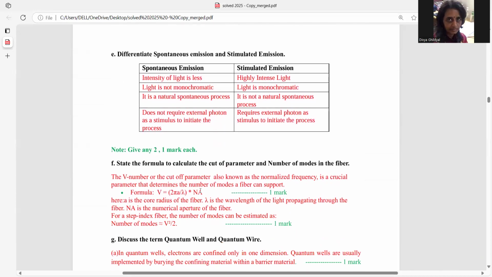Spontaneous and stimulated emission of radiation. See, it's a 2-mark question. You can write 2 points. Or if you want to exaggerate, you can say that intensity here is less. In this case, it's high. This is a natural process, spontaneous. Stimulated is not a natural process. In spontaneous, it does not require an external photon as a stimulus, but in stimulated, it requires.